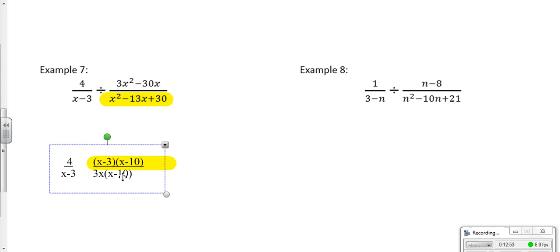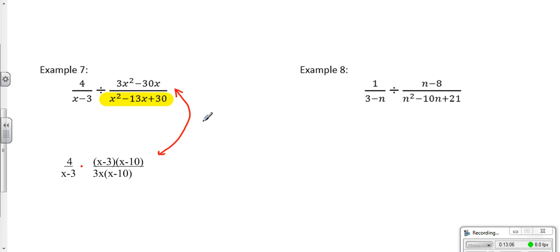Alright, now what I've done here then is, I'm going to take this away. I've changed it to multiplication by making it a reciprocal. Okay, I took this and I swapped it. I reciprocated it. Okay, if that makes any sense, I flipped it.